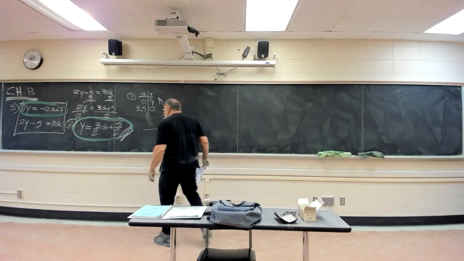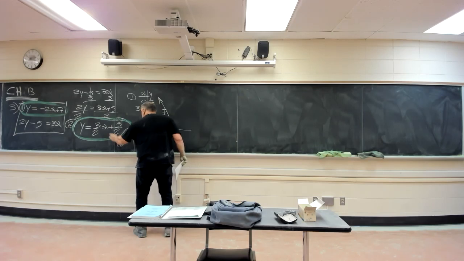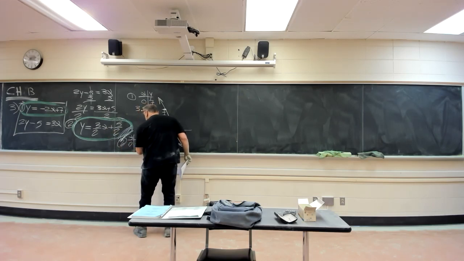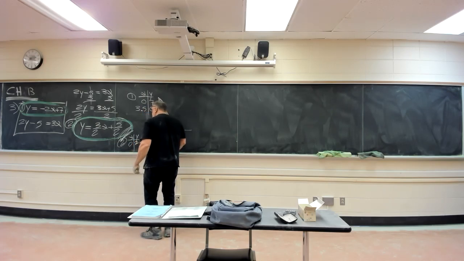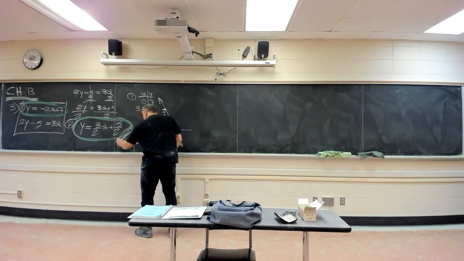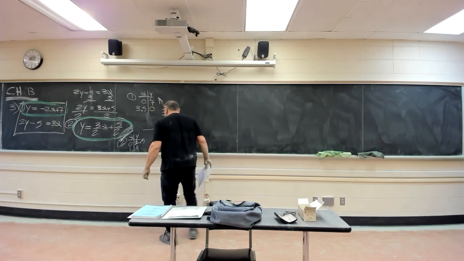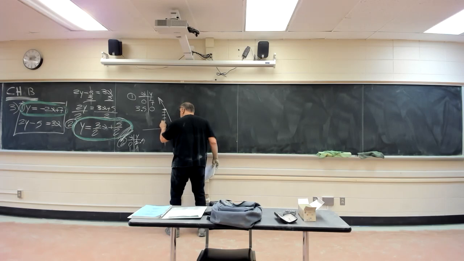The other guy is the 2. Put a T-chart here. Put a 0 right here and you get 5 halves, which is 2.5. Some of these are easier to look at than others, I guess. Put a 1 right here. 1 times 3 halves is 3 halves. 3 halves and 5 halves is 8 halves, which is 4. 0 and 2.5, and 1 and 4.